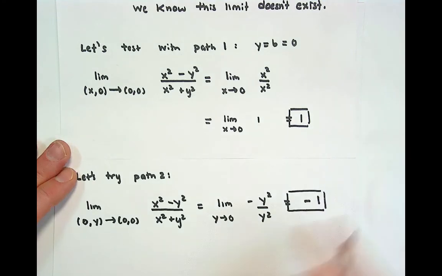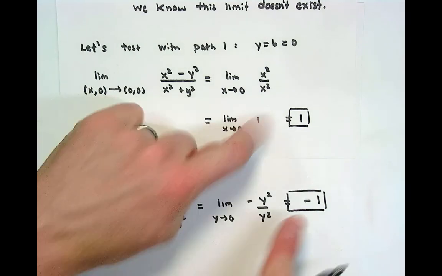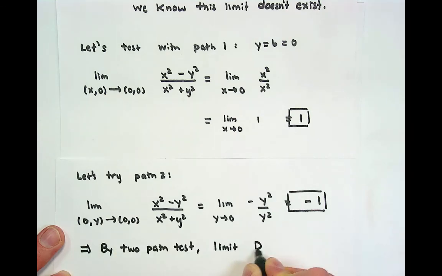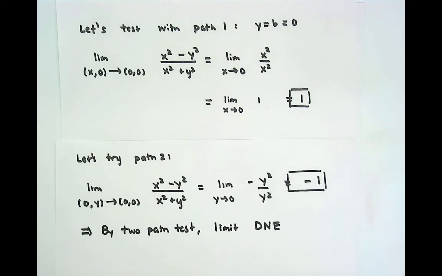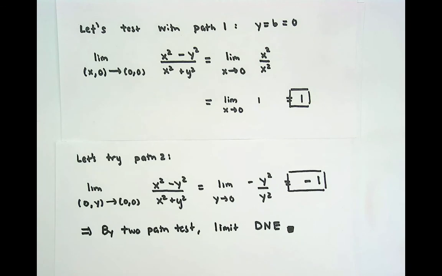And this one was quite quick. Just by testing those first 2 paths, we got 2 different values, and by the 2-path test, this limit, DNE, does not exist. Boom. All done with that problem.